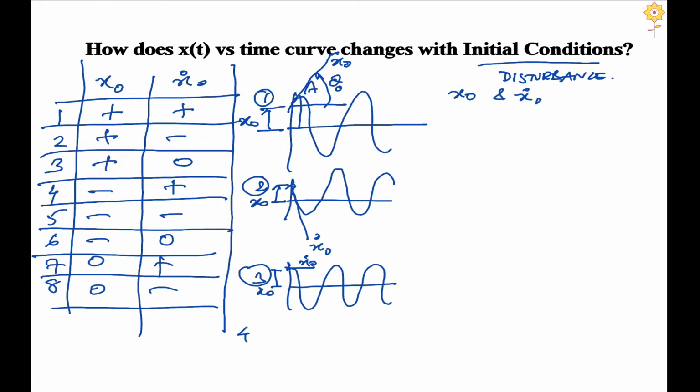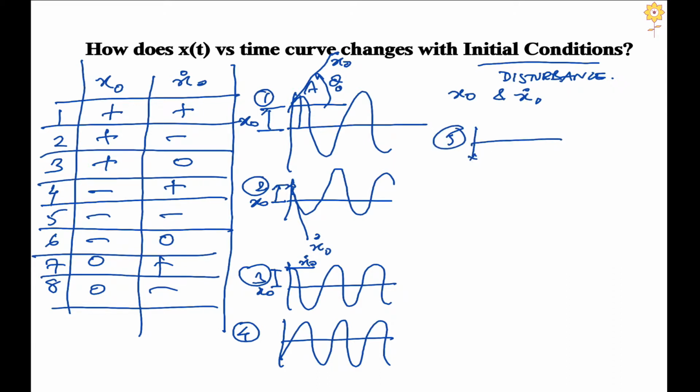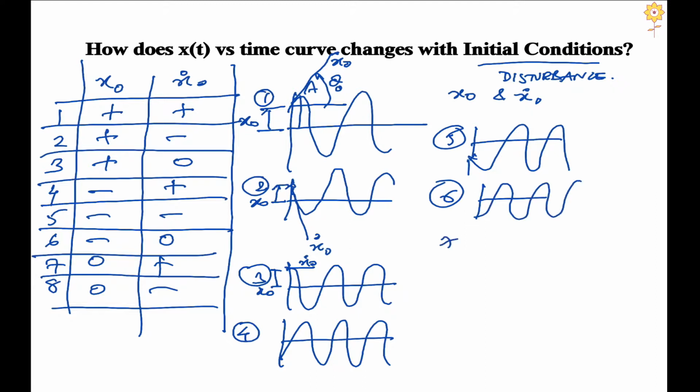The fourth one, negative and positive, so you can keep drawing this one, something like this, right? Then fifth one, you are having negative and negative slope, something like this. Sixth, negative and 0, something like this. So this is a minima curve here. Then seventh, 0 and positive, so 0 displacement and positive initial velocity, something like this.